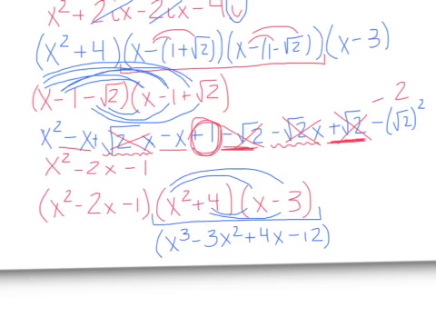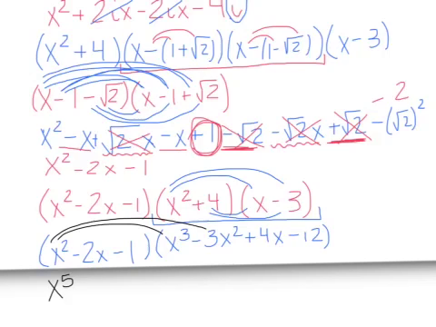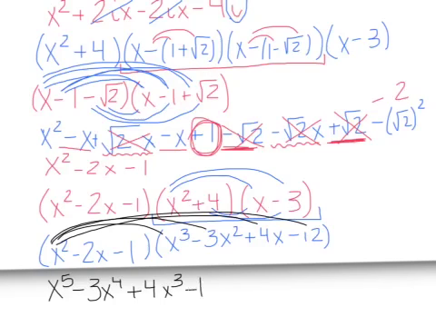Those are all good. We can't combine anything, so let's bring this other one down, the x squared minus 2x minus 1. Now we have to distribute this one, so we get the nice long one here. So x squared times x to the 3rd is x to the 5th. X squared times negative 3x squared is negative 3x to the 4th. X squared times 4x is a positive 4x to the 3rd. And then x squared times negative 12 is negative 12x squared.